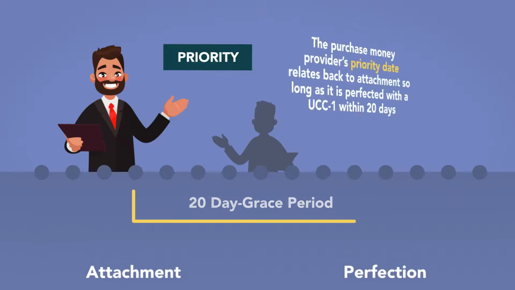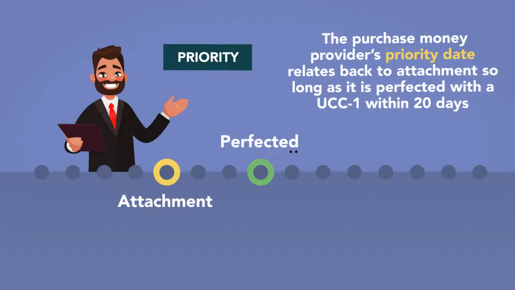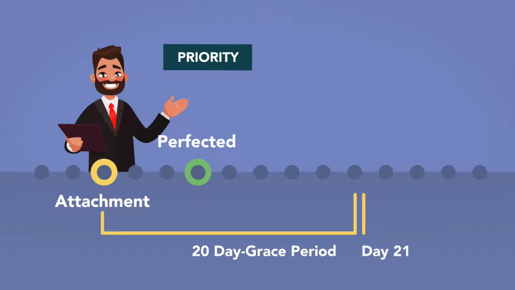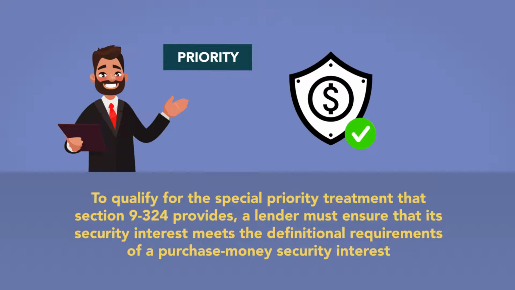In essence, the purchase money provider's priority date relates back to attachment so long as it's perfected with a UCC1 within 20 days. On the 21st day after delivery, the lender who is not yet perfected falls in line with the general rules we discussed before. To qualify for the special priority treatment that Section 9-324 provides, a lender must ensure that its security interest meets the definitional requirements of a purchase money security interest.